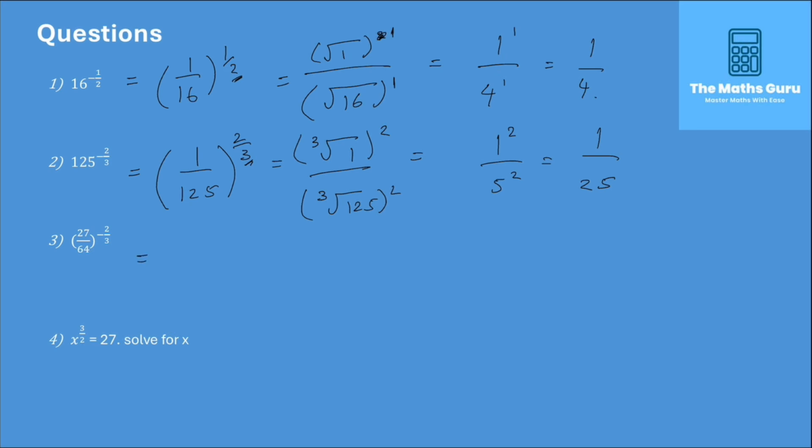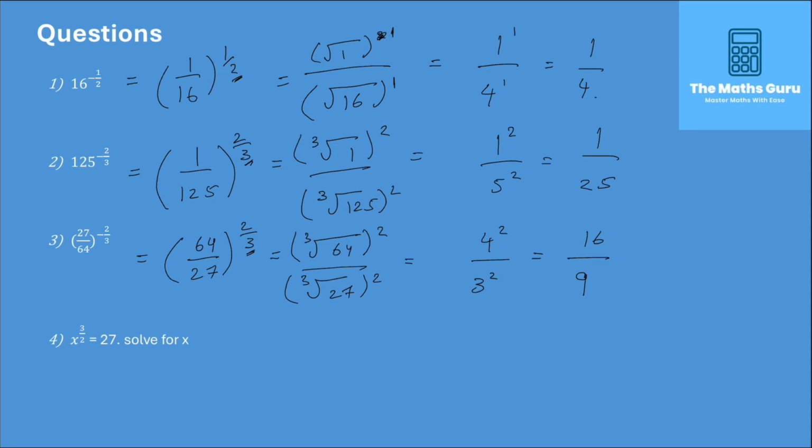Now, looking at this question, we have 27 over 64 to the power of negative 2/3. To get rid of the minus, we flip the fraction to get 64 over 27 to the power of 2/3. Now, we look at our denominator and we cube root our 64 and we cube root our 27, and then we individually square them both. The cube root of 64 is 4, so we're going to have 4 squared on top, and the cube root of 27 is 3, so we're going to have 3 squared on the bottom. Now 4 squared is 16, and 3 squared is 9, so that is our fraction.